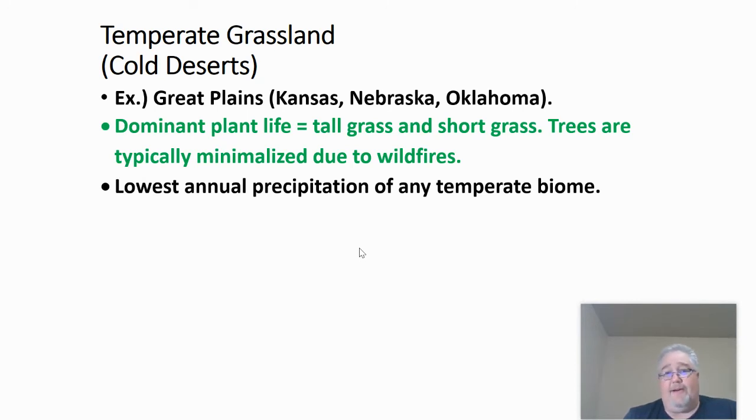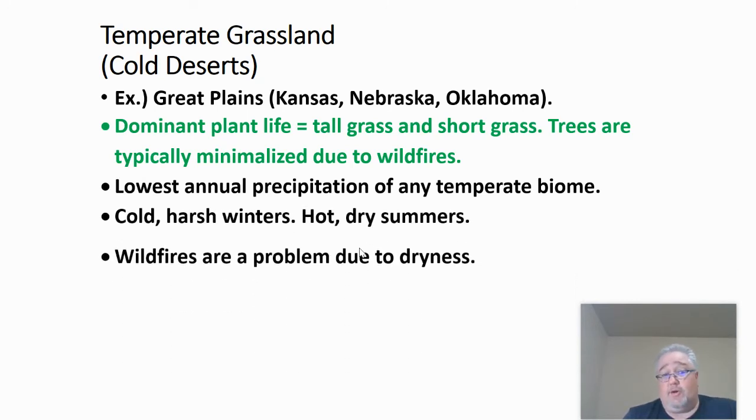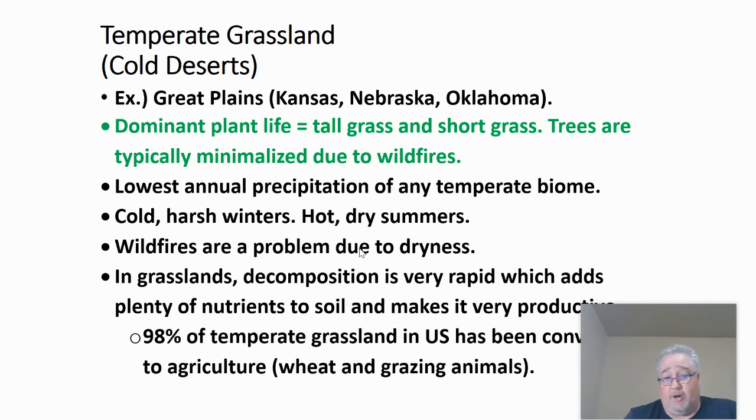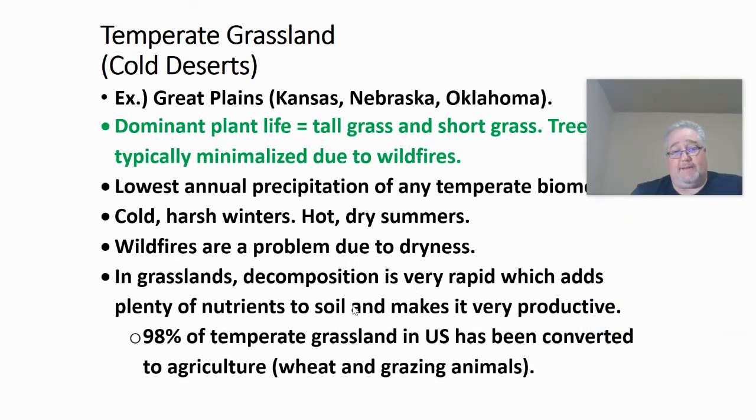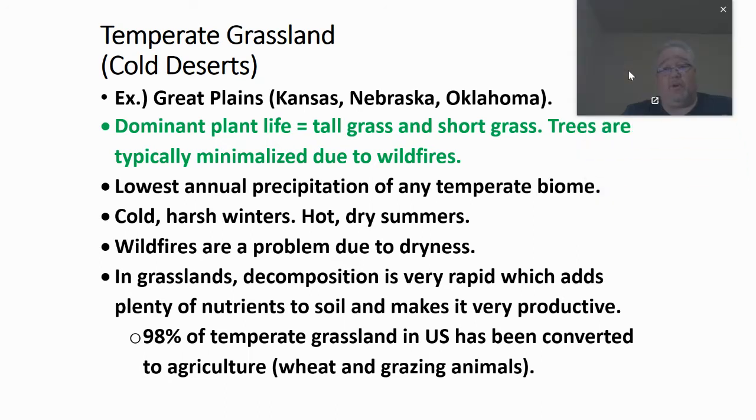The dominant plant life here is grasses. Grasses make up the entire landscape. It says at the bottom here, 98% of temperate grassland in the U.S. has been converted to agriculture. So all of these native grasses that have historically covered the landscape, those grasses are no longer there.